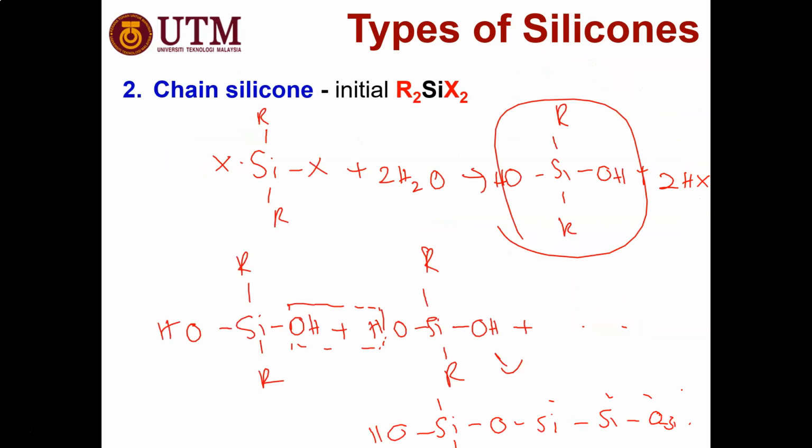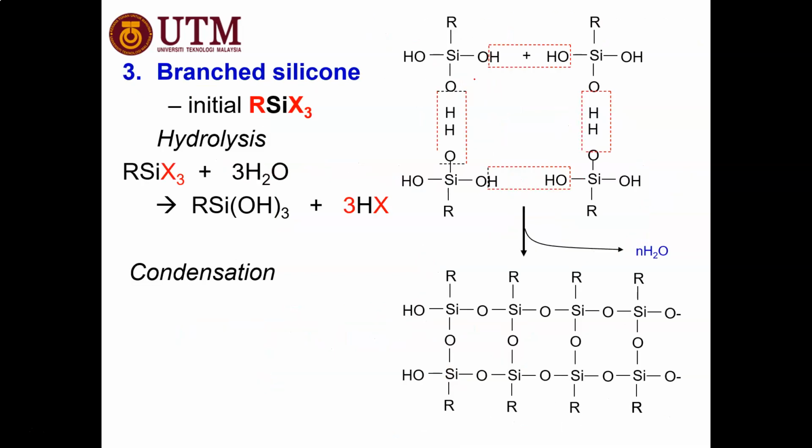So, itu chain, the second type. So, the second type is the X ada 2. Tadi X ada 1. So, sekarang kita ada branch pula. Konsep yang sama, tapi dia punya itu ada 3 halide dia. Okay, so dia sama, kita perlukan 3 molekul water, semua X tu akan diganti. So, bila dia 3 OH tu, awak bayangkan, kenapa dia boleh jadi branch? Sebab tepi pun dia boleh ada SiO, bawah pun boleh SiO.